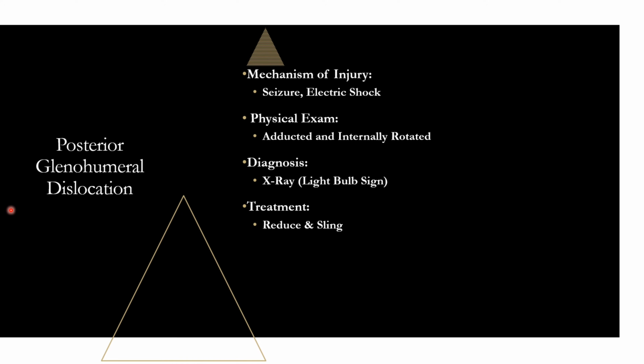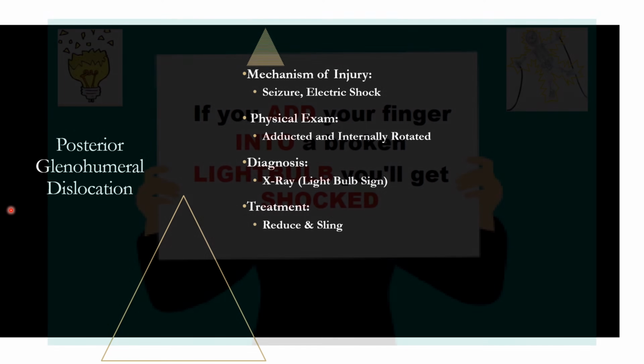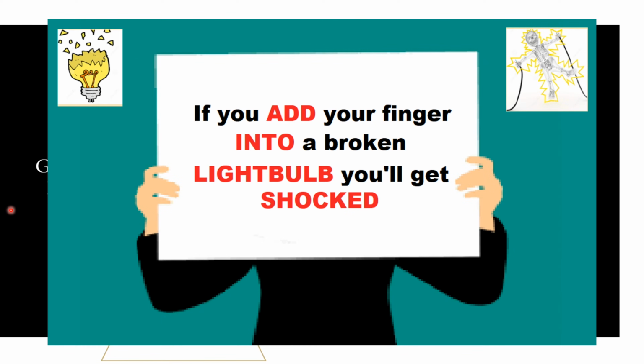So posterior dislocation, there's a few things. You want to remember your seizure and your shock can be the mechanism of injury. You want to remember their arm is going to be adducted and internally rotated. And you want to remember the light bulb sign. So how do you remember that? You remember that by somebody holding a poster board that has a sign. If you add your finger into a broken light bulb, you'll get shocked. So they're holding a poster board, and poster board, because that helps you remember posterior dislocation.